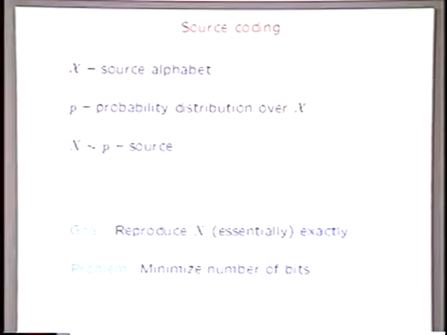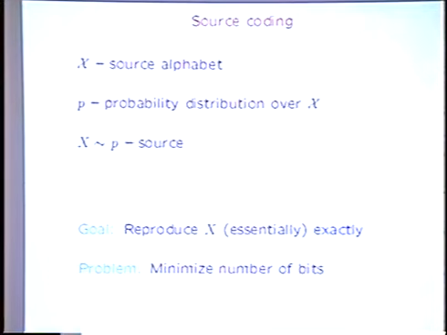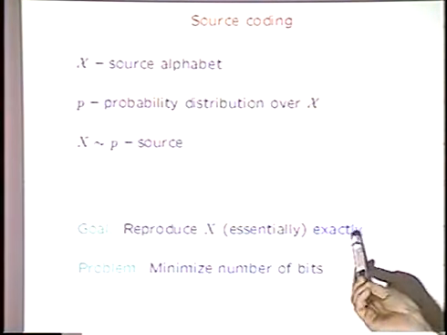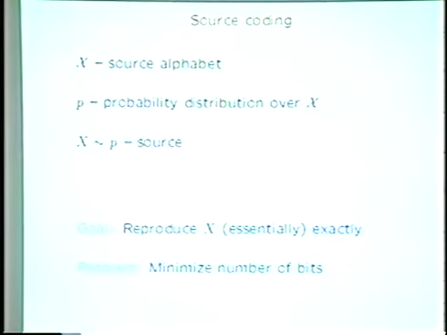Let's talk about source coding, which is the simplest problem in information theory. You have an alphabet source, let's say x, and you have a probability distribution p over that alphabet. Okay, and a source is just a random variable which is distributed according to this probability distribution p. Okay, and your goal is to reproduce x, or to describe x exactly, to describe what the value of x is. Okay, and you ask what is the number of bits that you need to do that. Right? Everyone familiar with that question?